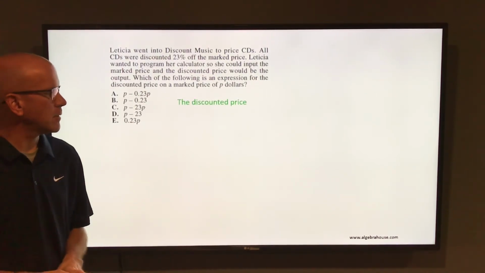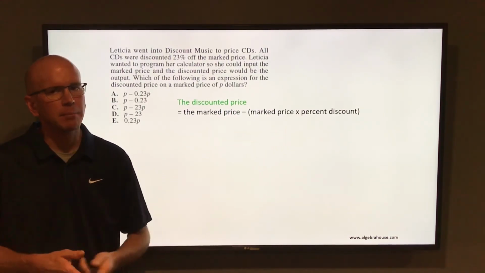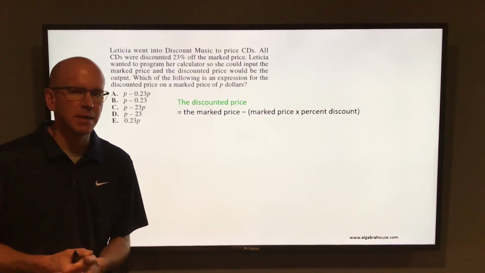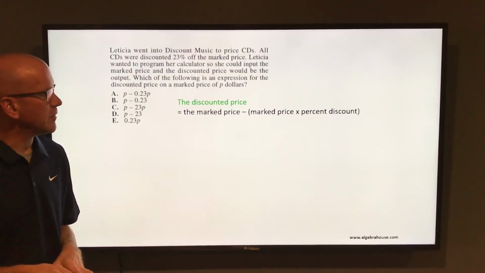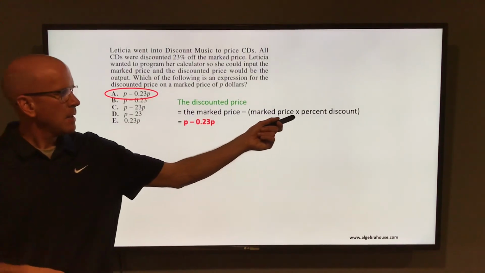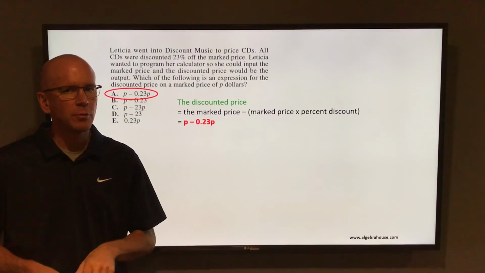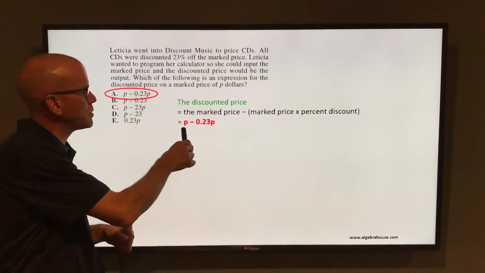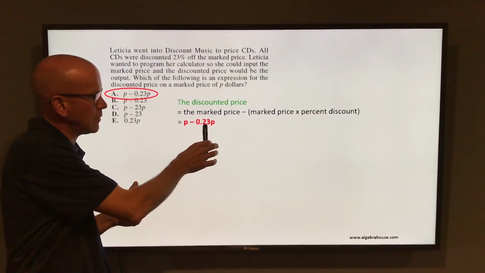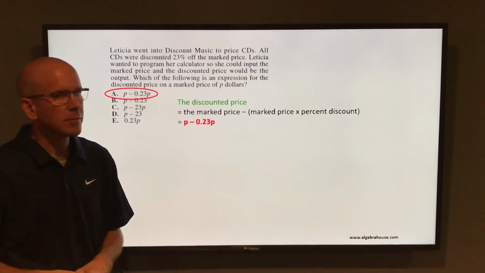So to get the discounted price, you're going to take the marked price minus the marked price times that percent discount. So in this case, that would be P minus the percent discount, which is 23%. As a decimal, it's going to be 0.23. So again, we're taking the marked price P minus the marked price times the percent discount. The percent discount is 23, so that's 0.23 times P, and that is letter A.